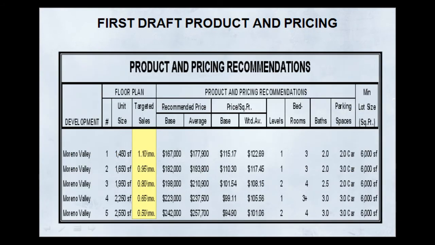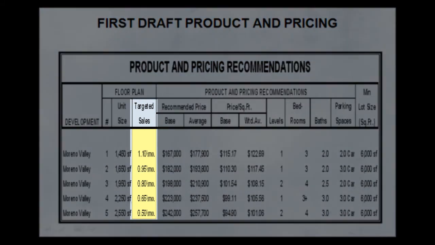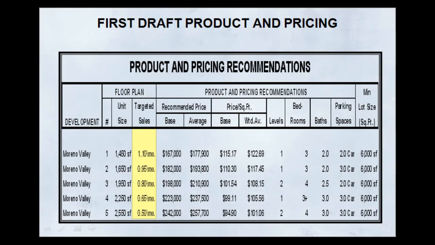So let's look at our first draft product. We have 5 floor plans here ranging from 1,450 to 2,550 square feet. Shown in yellow are sales rates. Sales rates will be crucial later. If we decide we like this program and we understand the lot residuals, we can blend the lot residuals with the sales rate to ensure maximum present value to this community.